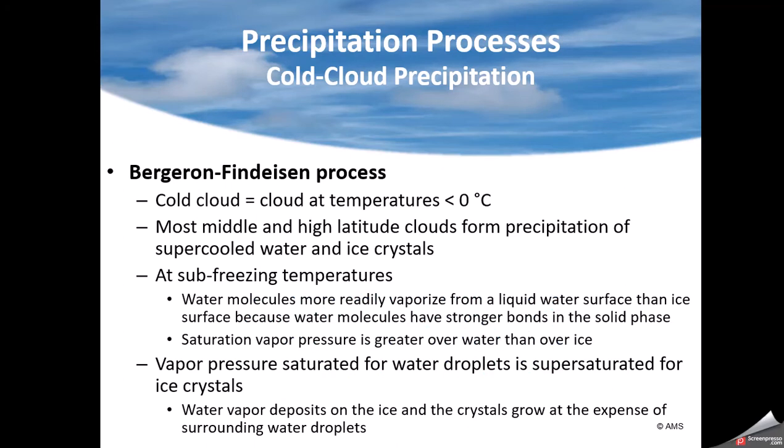Bergeron, on the other hand, is a little different, a little trickier. You need cloud temperatures... obviously, you need to have ice in the cloud. So typically, you've got to go below minus 9 degrees to get that first off. And at that temperature, water molecules are more ready to vaporize than an ice crystal. A solid molecule doesn't have as much kinetic energy as a liquid.